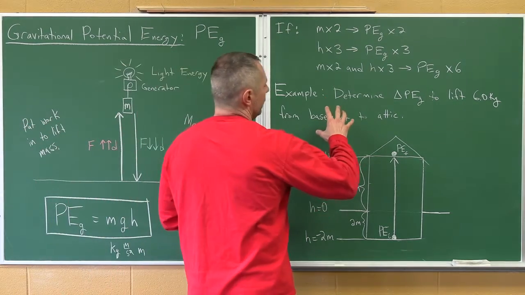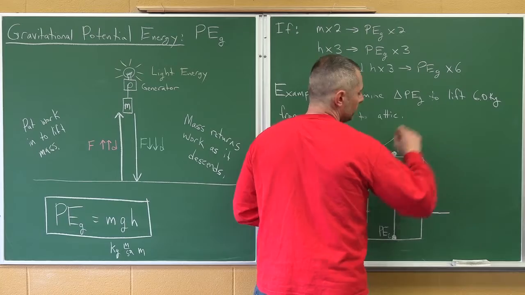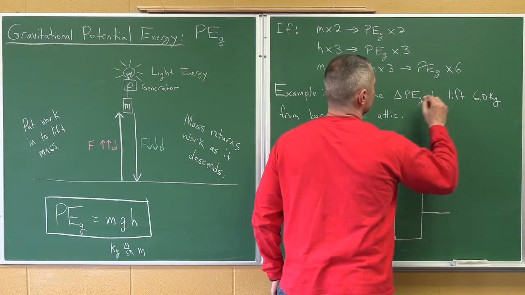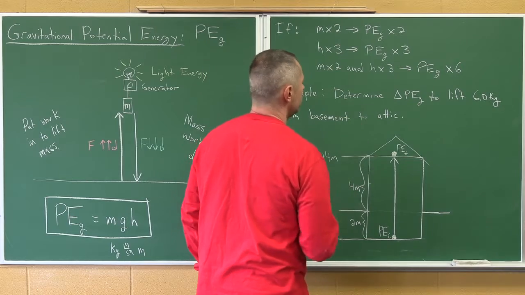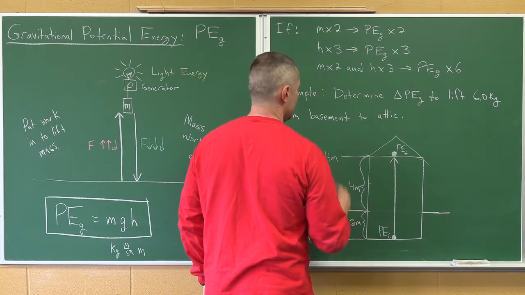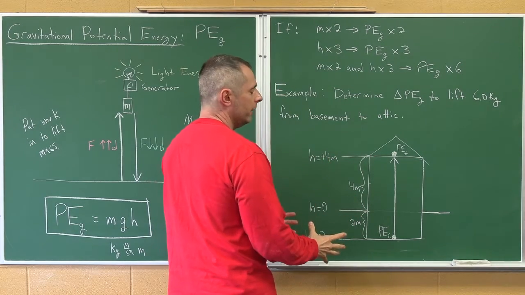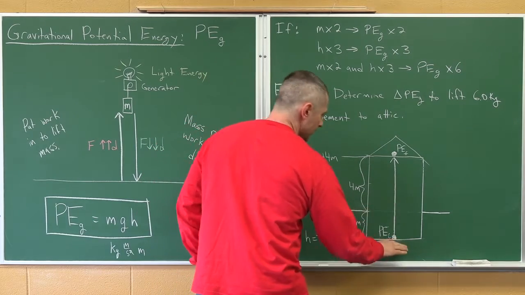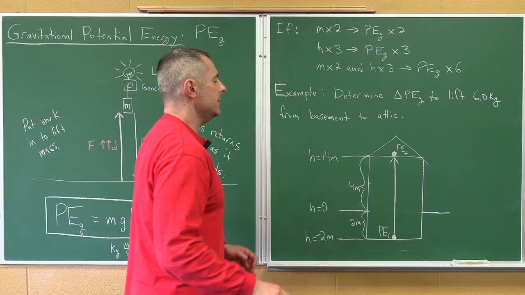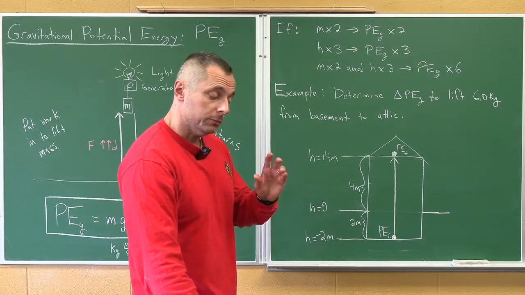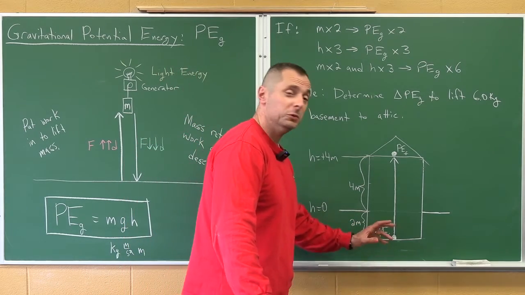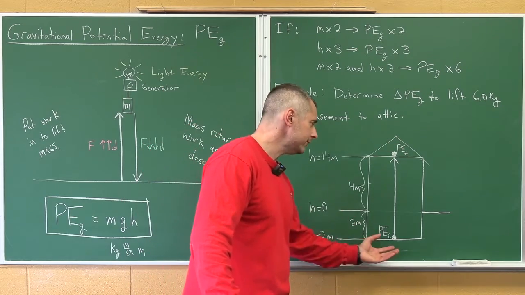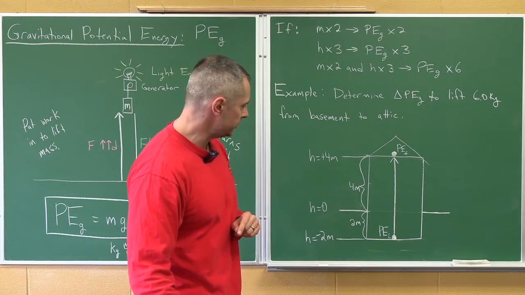What I'm going to do is determine the change in potential energy to lift a 6 kilogram mass from a basement to an attic. Okay? And so here's a little diagram of a house. This is the ground level, okay? The basement and the attic. So maybe your parents are asking you to move some boxes out of the basement, which is too moldy, and they want to store the things in the attic. So you're going to lift this up. What's the change in potential energy?